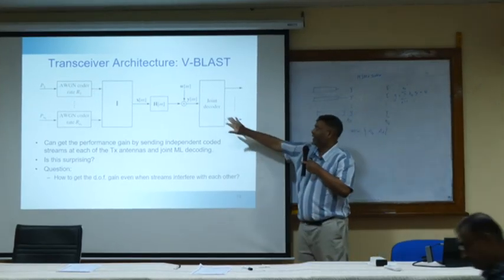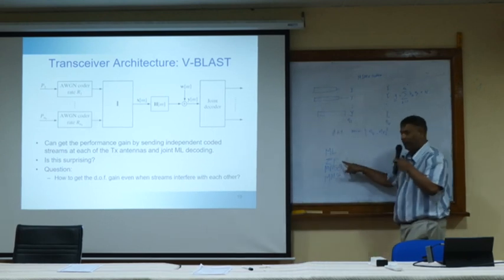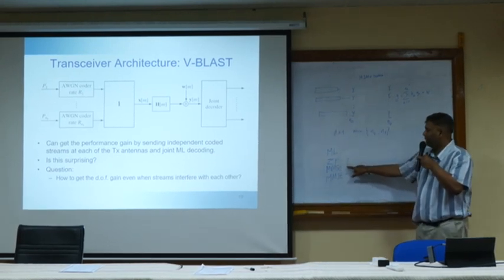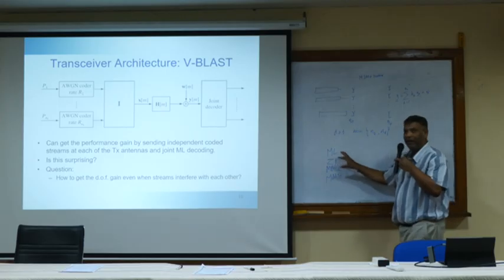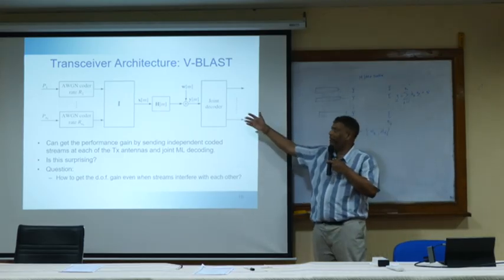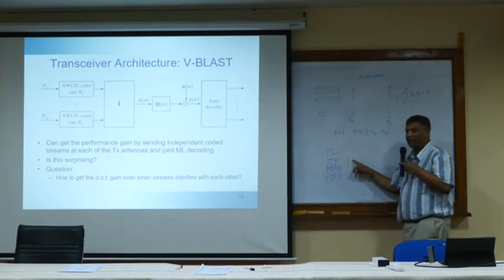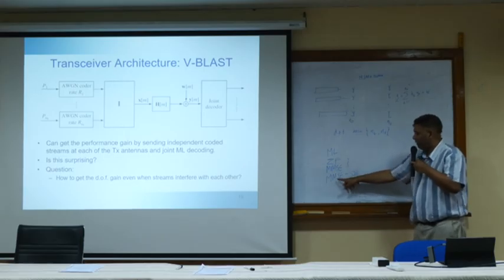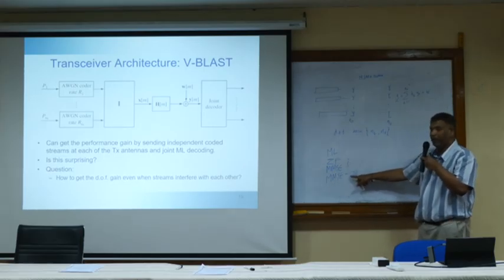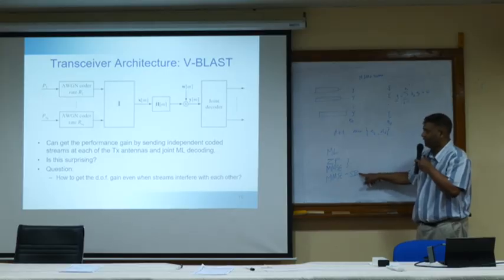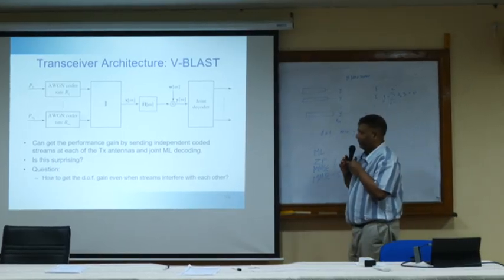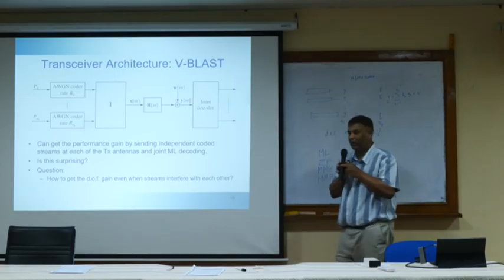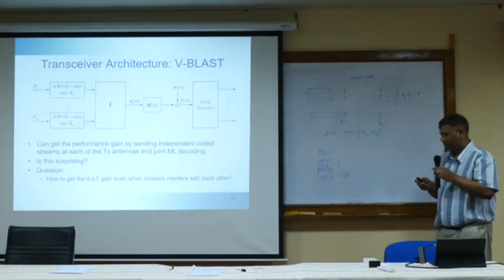We can use a linear receiver. The linear receivers are zero forcing and MMSE receiver. They can decode the independent streams, but they won't achieve the capacity, okay? But there is a nonlinear receiver, MMSE with successive interference cancellation, that will achieve the capacity. So that's the story today at the beginning, okay?